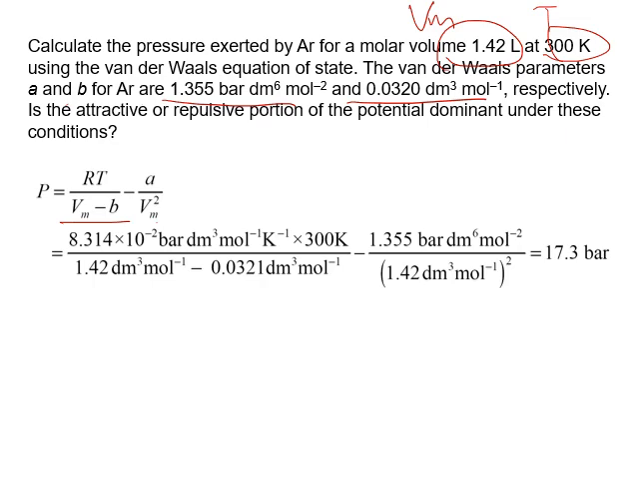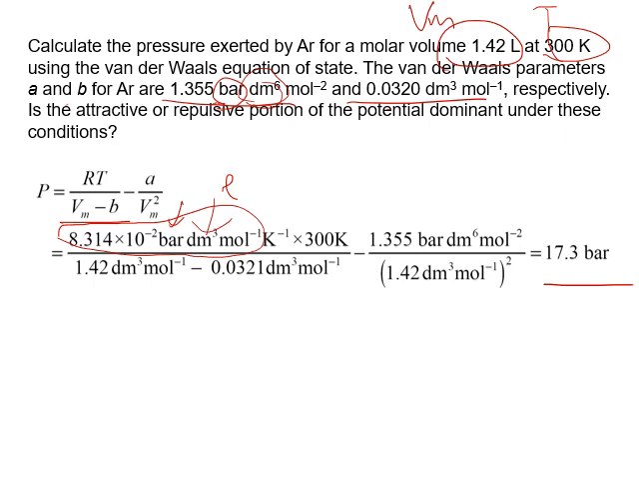Now because the a and b constants have units of bar dm to the 6th power, we choose the R constant in terms of bar and liter. So 1 liter equals 1 cubic decimeter. So the number is 8.314 times 10 to the minus 2. So that will give you 17.3 bar.